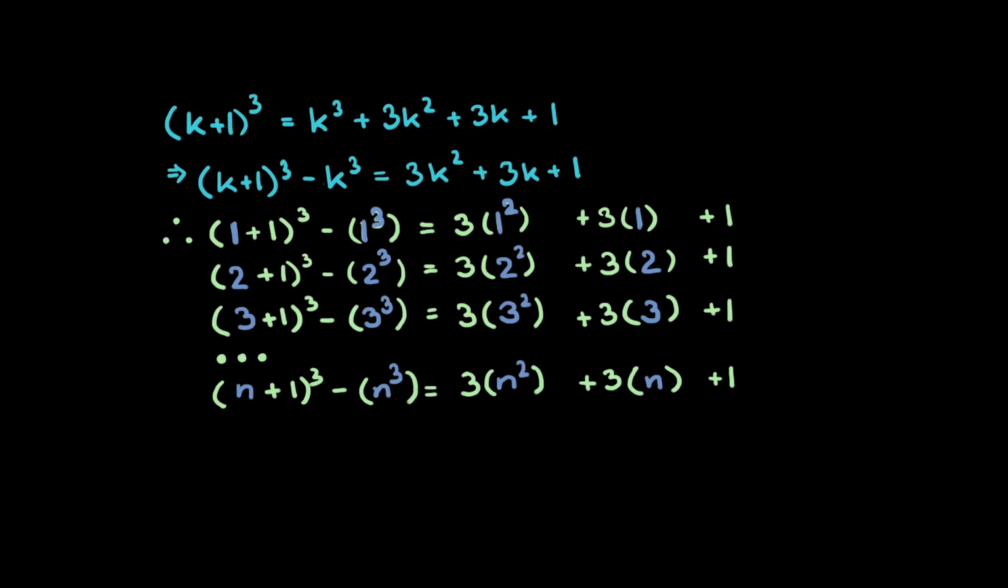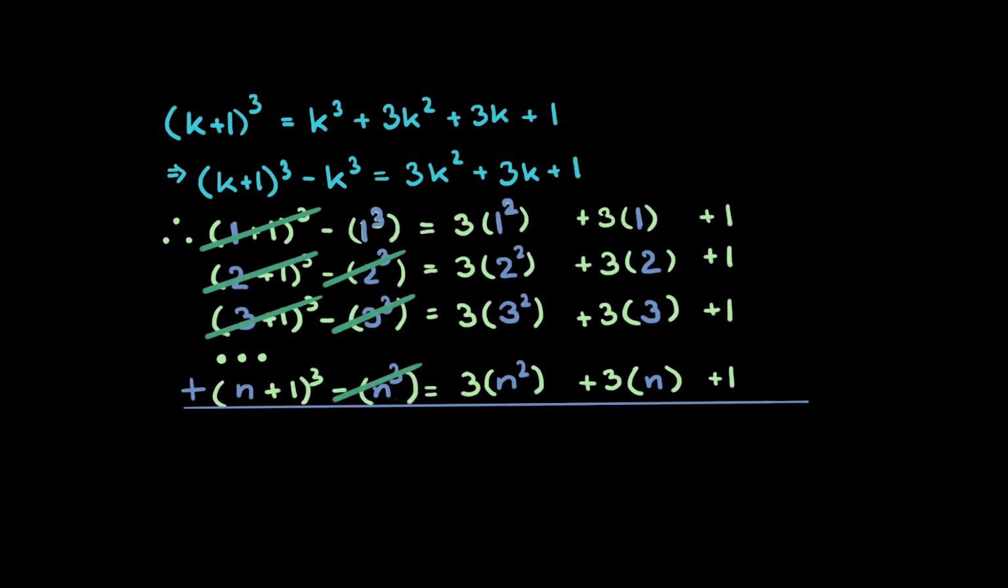What happens when you add all of this? When you add them, the terms cancel each other out. Look at the 1 plus 1 whole cube term. The 1 plus 1 whole cube term gets cancelled out with the minus 2 cube. All of the following terms get cancelled out with each other. The 2 plus 1 cube gets cancelled out with 3 cube, and the 3 plus 1 cube gets cancelled out with 4 cube, and it continues on. So adding all these lines, what we are left with is n plus 1 cube from the last line and minus 1 cube from the first line.